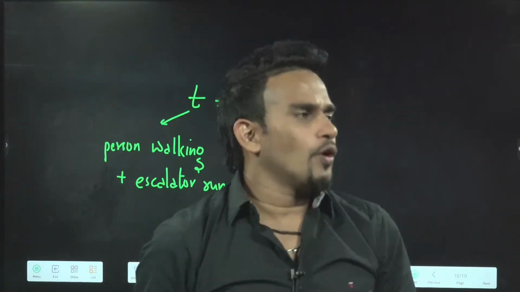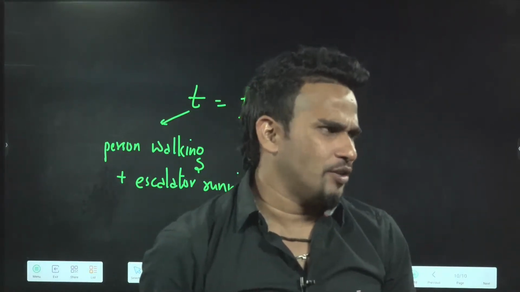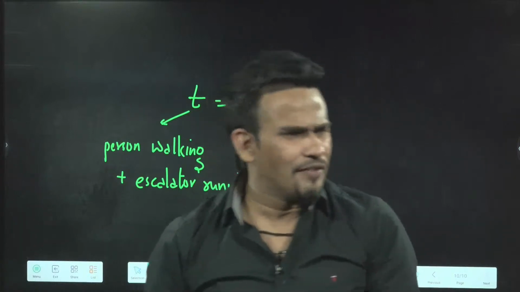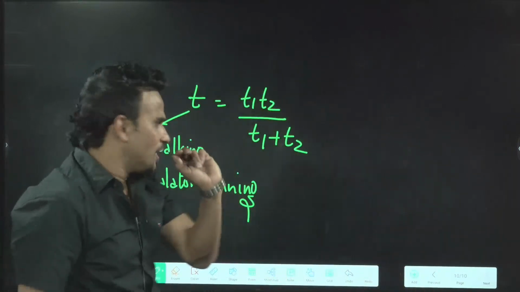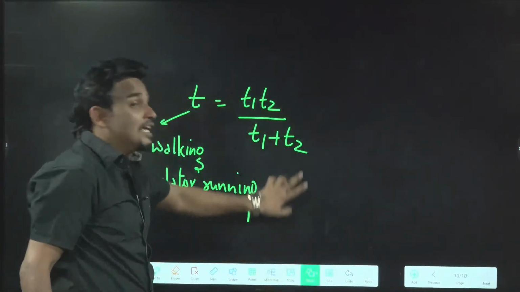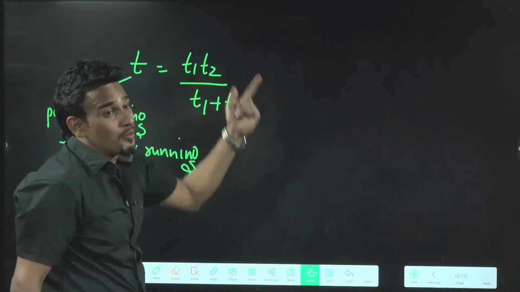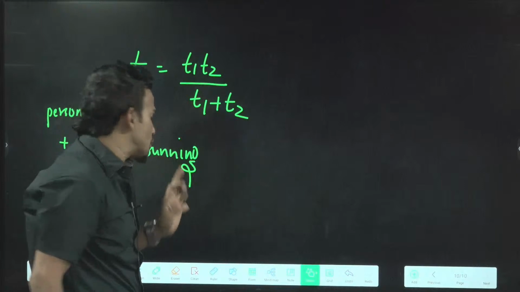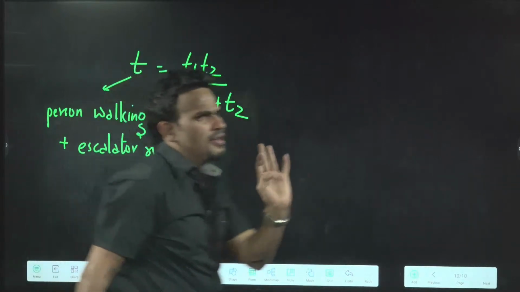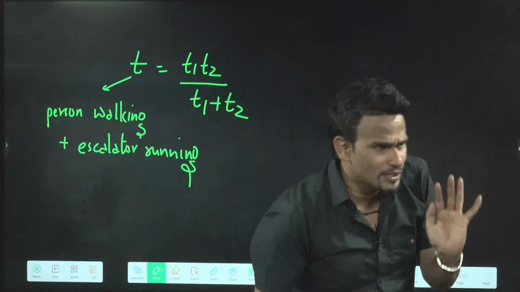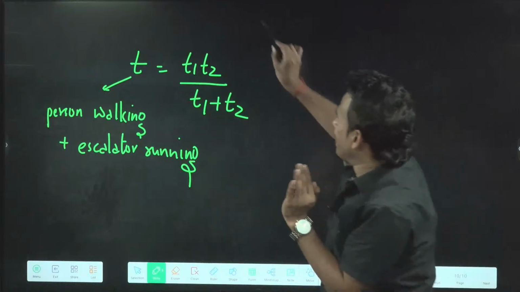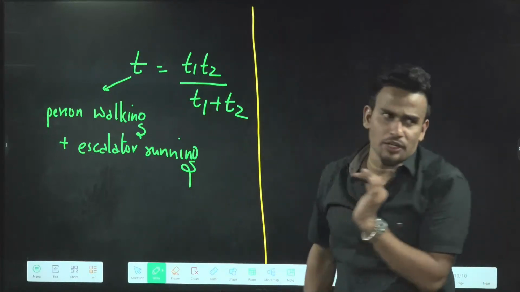So if you feel problem, you can derive it. I will just derive it in 2 minutes. Just wait for 2 minutes. Just see the derivation, because many times you may be confused whether it is 2 T1 T2 by T1 plus T2 or T1 T2 by T1 plus T2. I will tell you in a very fast manner. But keep the result in your mind.